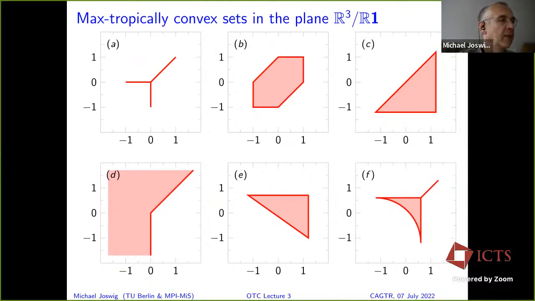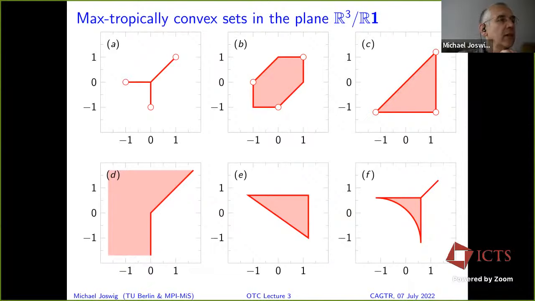Okay, and then here are 6 examples, which are a little bit different, but also have some things in common. On the lower left corner, labeled D, you see an example of a tropical half space, like it occurred on Tuesday. More importantly, for the purpose of today, the top 3 examples are different from the bottom 3 ones, because the top 3 ones are finitely generated. In fact, all of them are triangles, though there are also more complicated tropical polytopes.